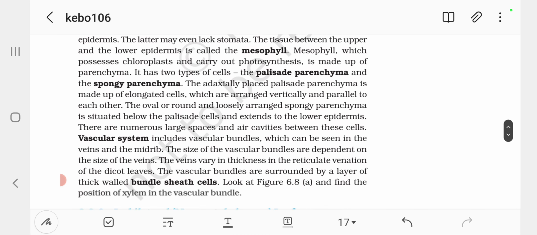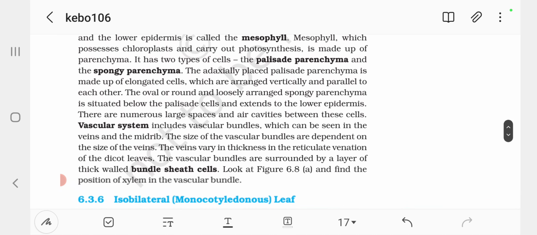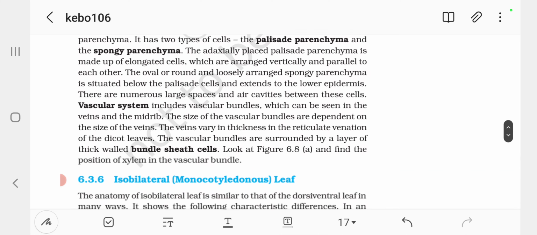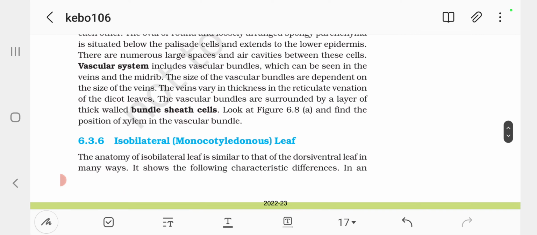The tissue between the upper and the lower epidermis is called mesophyll. Mesophyll, which possesses chloroplast and carries out photosynthesis, is made up of parenchyma. It has two types of cells, the palisade parenchyma and the spongy parenchyma. The adaxially placed palisade parenchyma is made up of elongated cells, which are arranged vertically and parallel to each other. The oval or round and loosely arranged spongy parenchyma is situated below the palisade cells and extends to lower epidermis. There are numerous large spaces and air cavities between these cells.